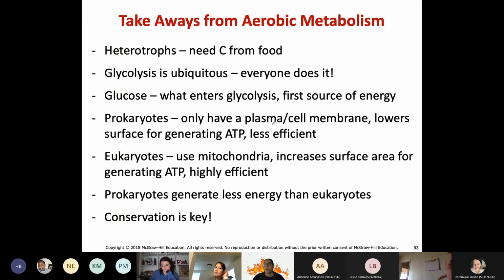Prokaryotes only have a plasma membrane, which means they have less surface area for making ATP, so they are less efficient. Eukaryotes, you've got those mighty mitochondria, which make surface area for days, so they're highly efficient. So prokaryotes generate less energy than eukaryotes, and that's why, going back to the enzymes, conservation is key. You guys remember how important conserving energy was? They can't make enzymes unless they need them.